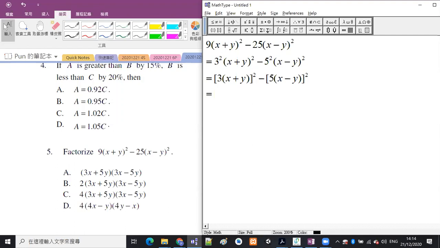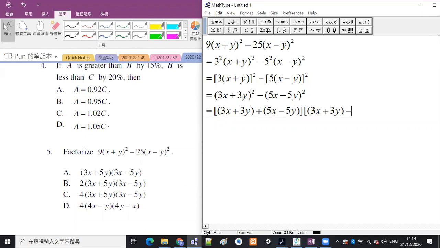Okay, and let me expand this bracket a little bit first. (3x plus 3y) squared minus (5x minus 5y) squared. Okay, and then I'm going to use the identity of a squared minus b squared to be a plus b times a minus b. Okay, it is like this: a plus b, and then times a minus b. Can you get this?